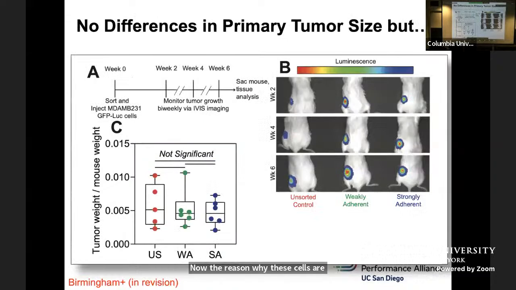So we said, that's all fine and good, but all that data was in vitro and in silico. What happens when you take these cells, sort them, and then put them into mice? The first foray for us into this was to take these 231 cells, again, a triple-negative breast cancer line. We sort them into weakly adherent or strongly adherent, inject them into a mouse, and then wait 6 weeks. The primary tumors that they make, in panel C, you can see there's basically no difference in their tumor weight to body weight ratio. Tumor weight by itself doesn't change very much. Tumor volume doesn't change. So they are forming the same sorts of primary tumors.